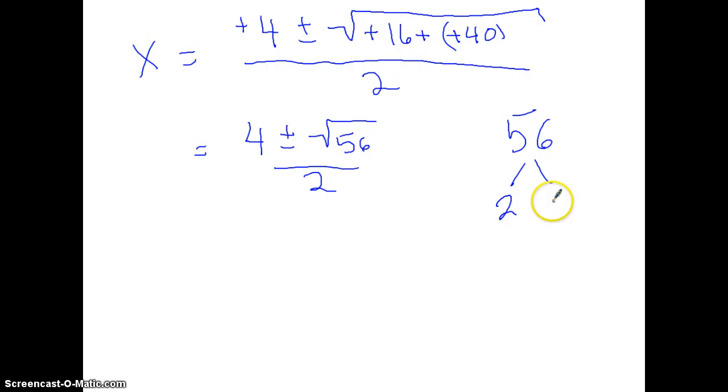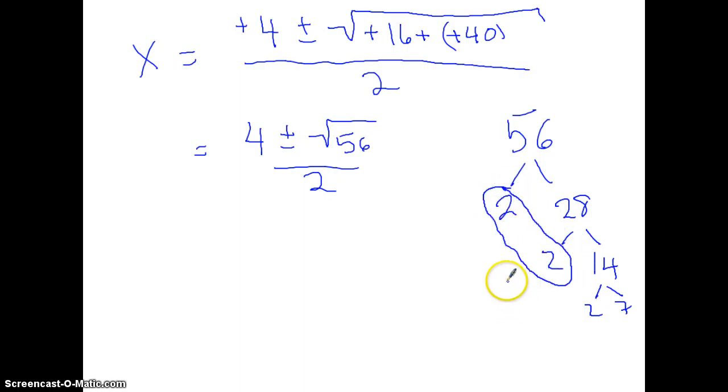So it's 2 and 28. Is that divisible by 2? Yes, it is. 2 and 14. And then 14 is 2 and 7. That's not going to come out. 2 and 7 is going to stay inside the radical. However, 2 and 2, that makes 4. And the square root of 4, I know. So I can pull one group of 2 out of that square root. And I'm going to be leaving behind the 2 and the 7 that make up 14.